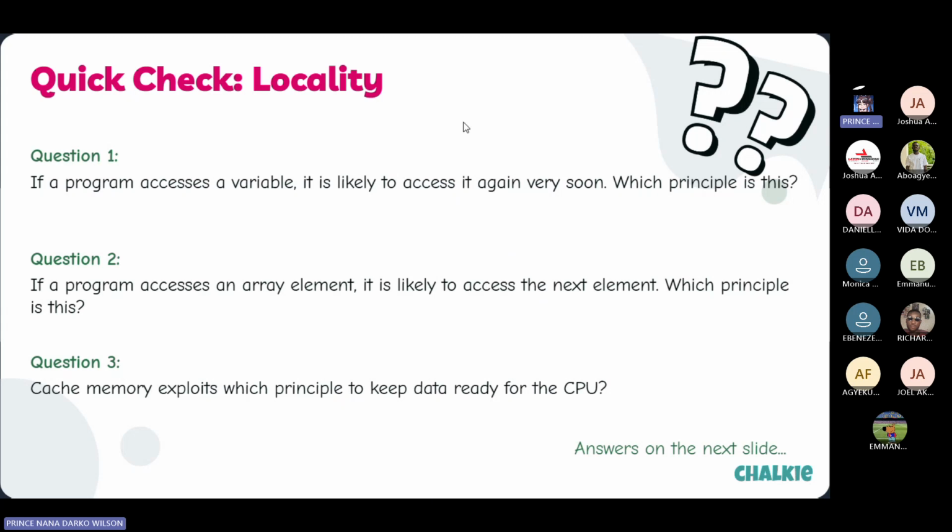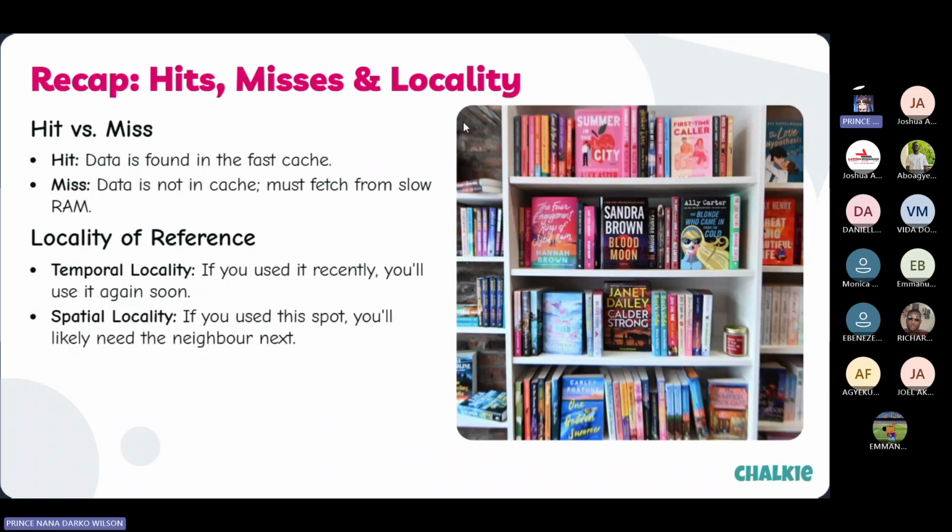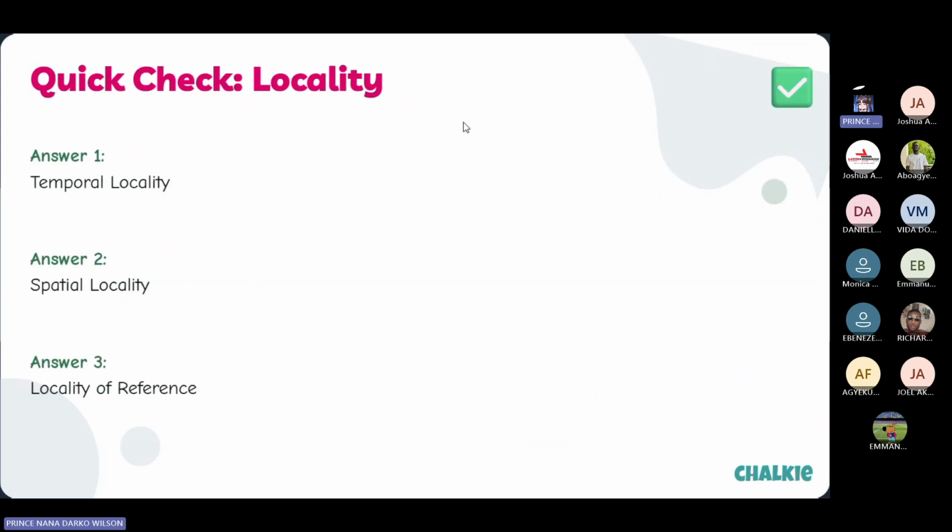So what do we call these? What's the collective name for this? It's on this slide. If you can spot it, you point it out. So temporal locality, spatial locality, what are they called generally? Locality of reference. Locality of reference, thank you. So the answers are temporal locality for the first, spatial for the second, and then locality of reference for both of them. All right, so let's move on.